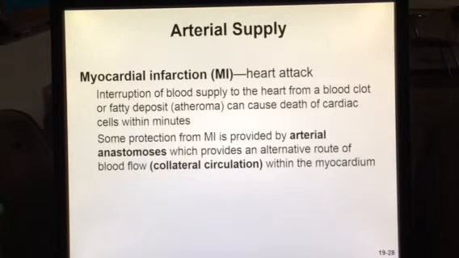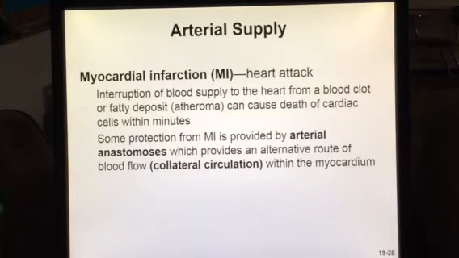So the technical name for a heart attack is the myocardial infarction. If there's a blood clot or a fatty deposit within that coronary artery, anything really that disrupts the blood supply to the heart, those cardiac cells can have cell death within minutes. So if they are not receiving the oxygen that they need, then they are not going to make it.